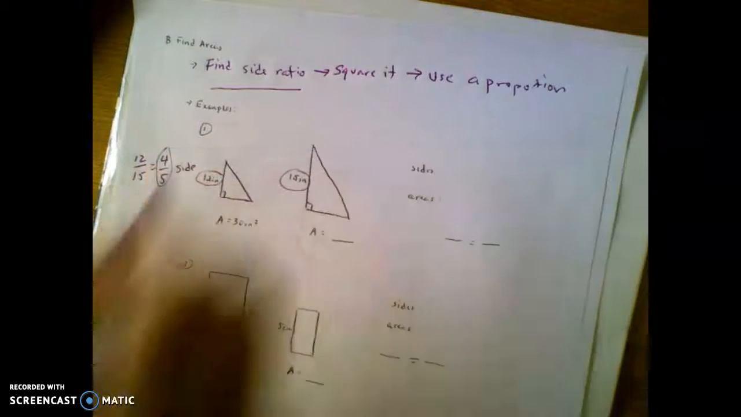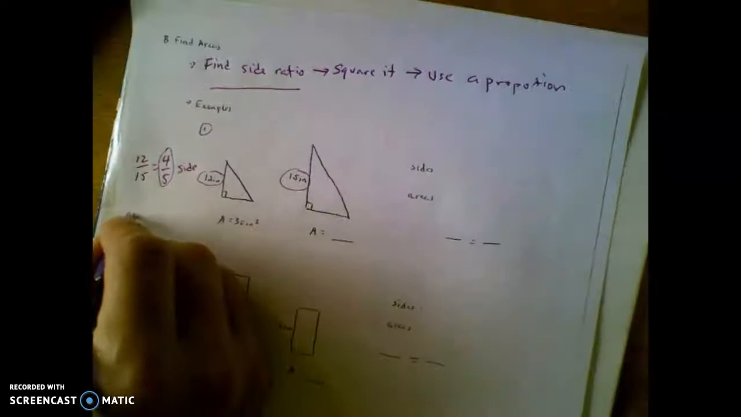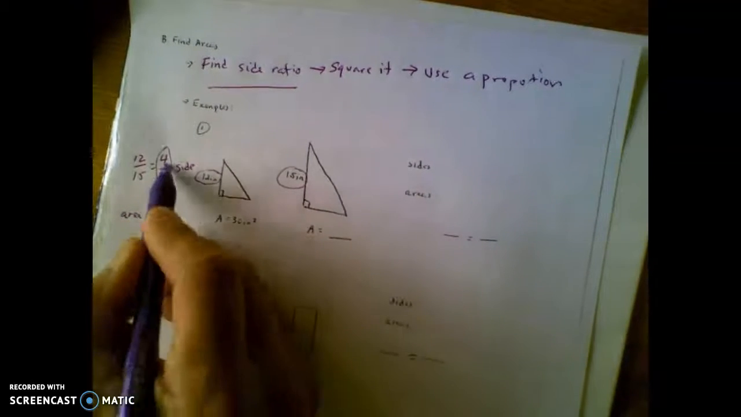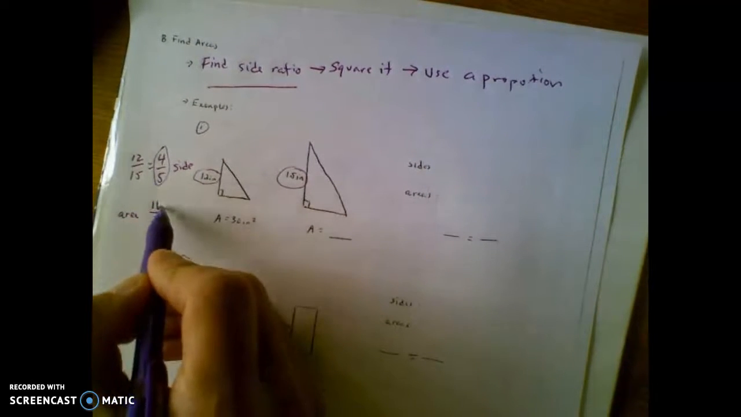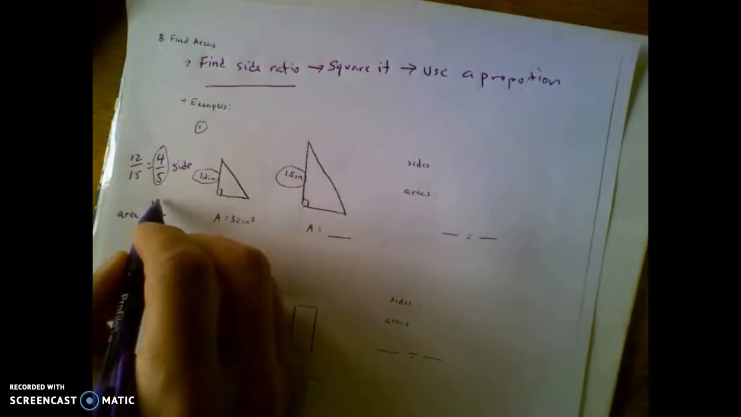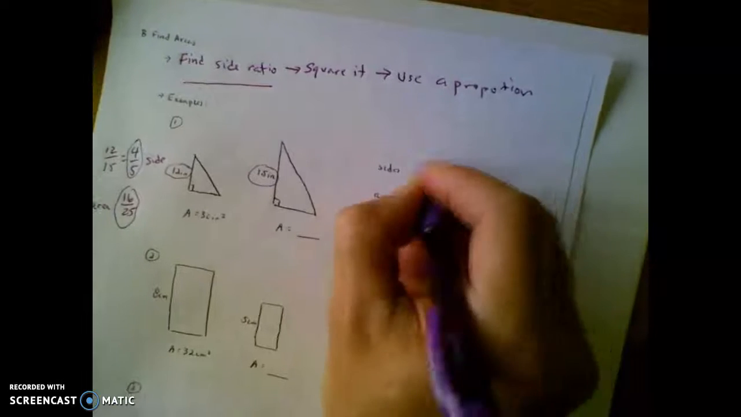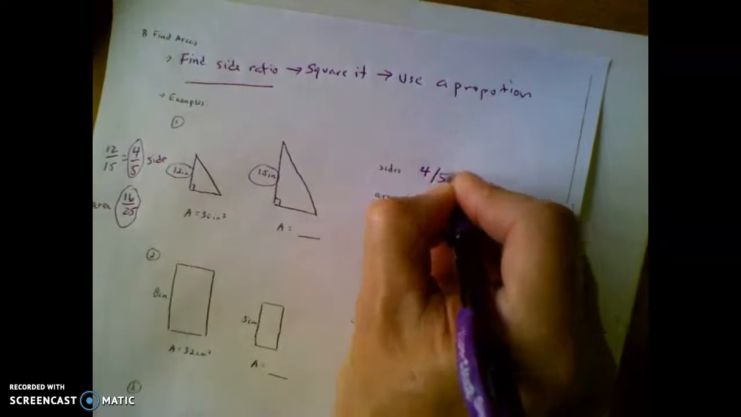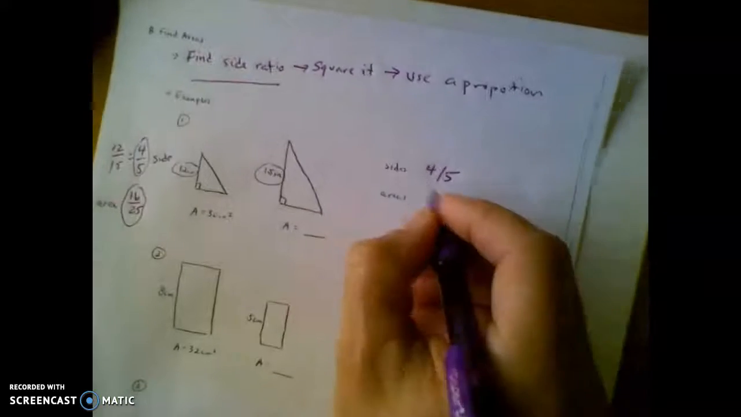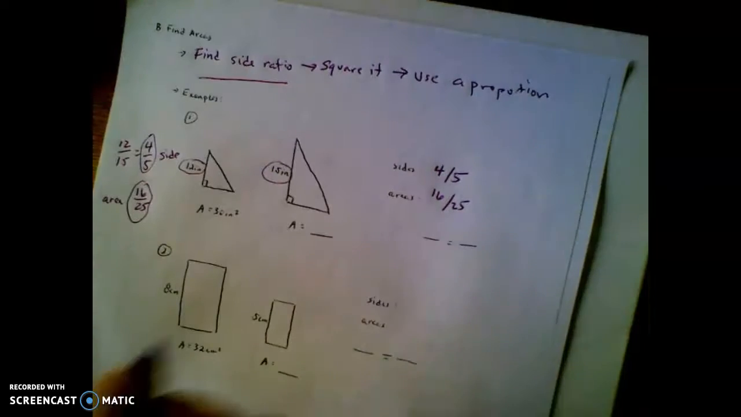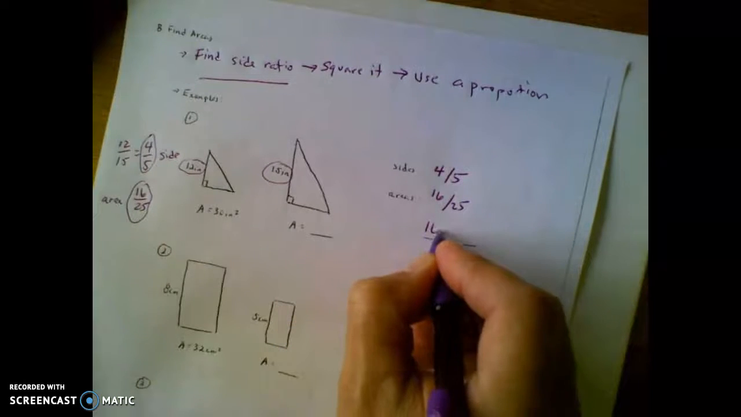Remember, the area ratio is just going to be that squared. So the area ratio is going to be 16 to 25. Again, 4 squared is 16, 5 squared is 25. So now I can use this in a proportion. Side ratio is 4 to 5. Area ratio is 16 to 25. So I'm going to use the 16 to 25.